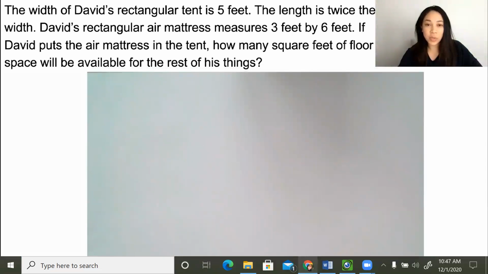The width of David's rectangular tent is 5 feet. The length is twice the width. David's rectangular air mattress measures 3 feet by 6 feet. If David puts the air mattress in the tent, how many square feet of floor space will be available for the rest of his things? Let's think for a moment. What information do we know?